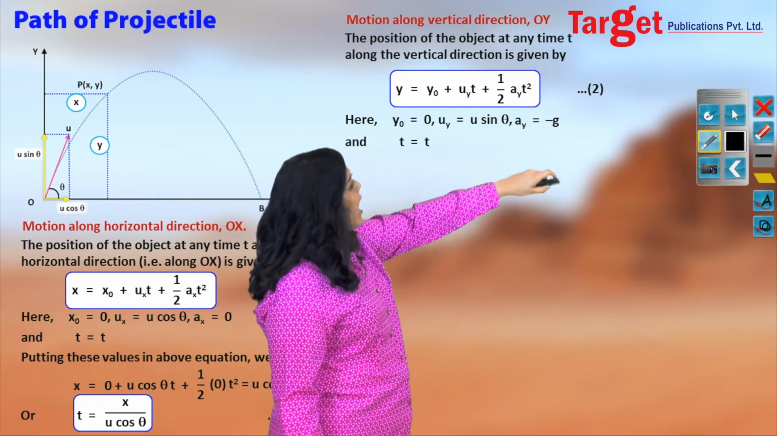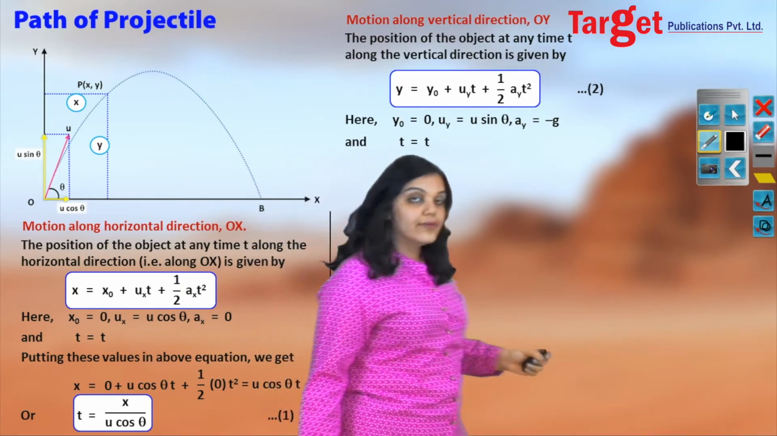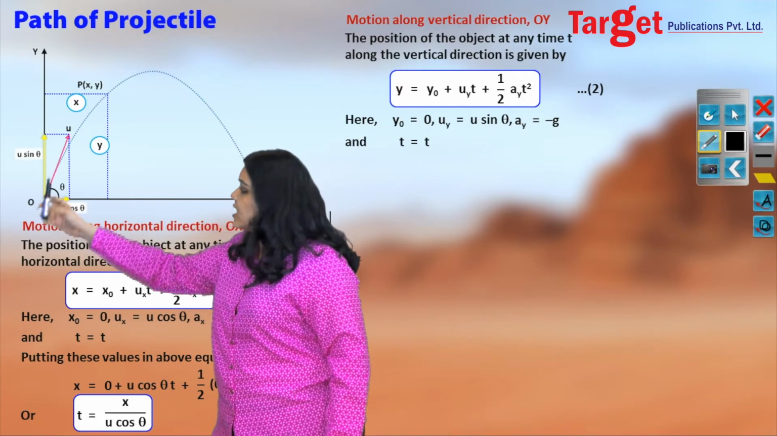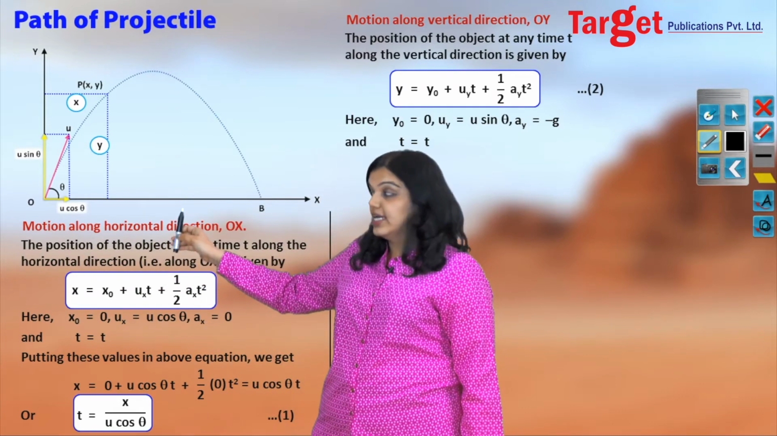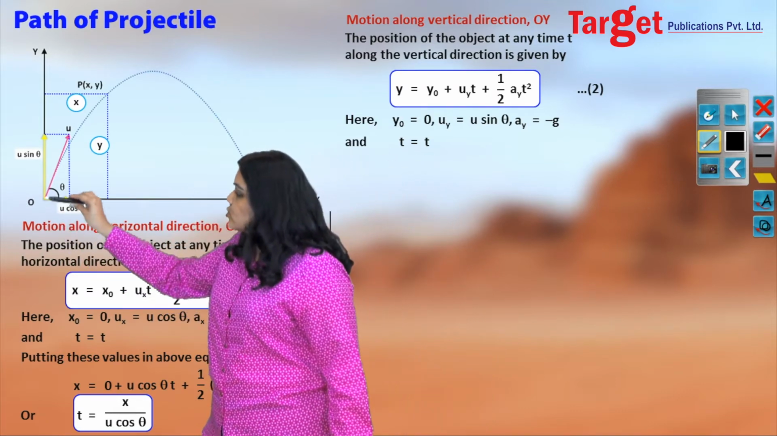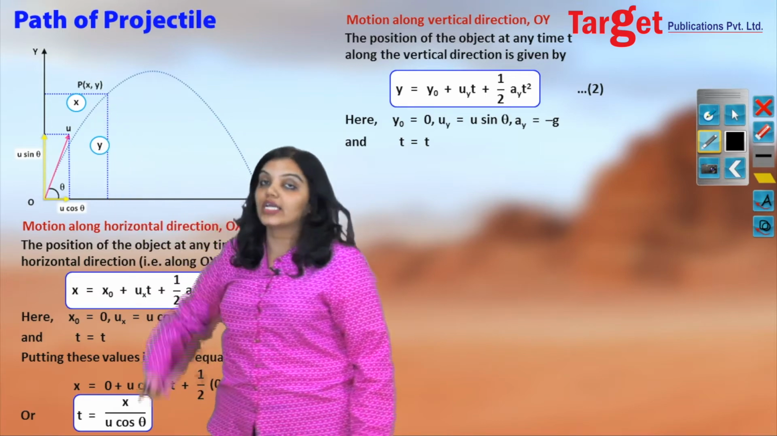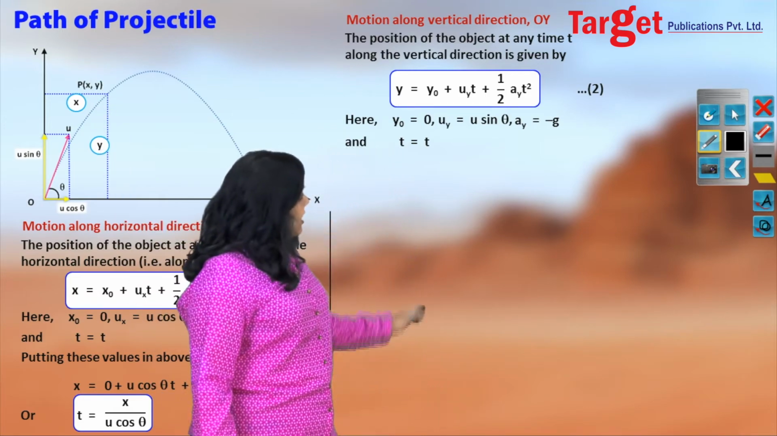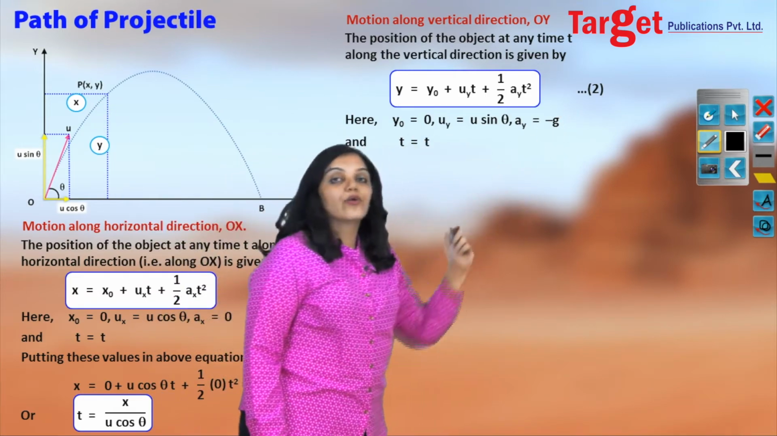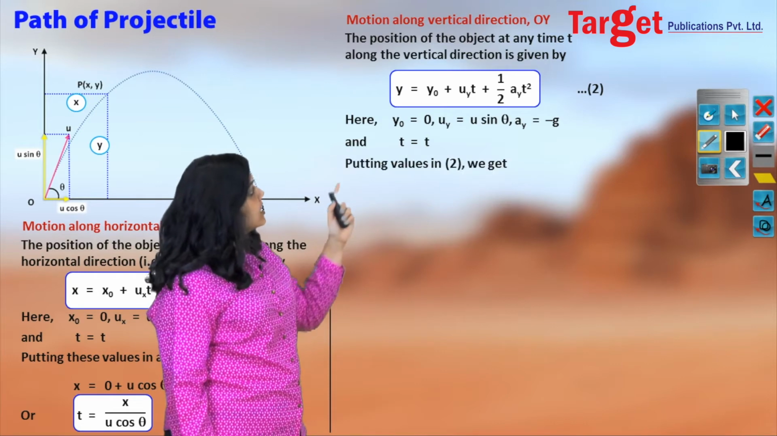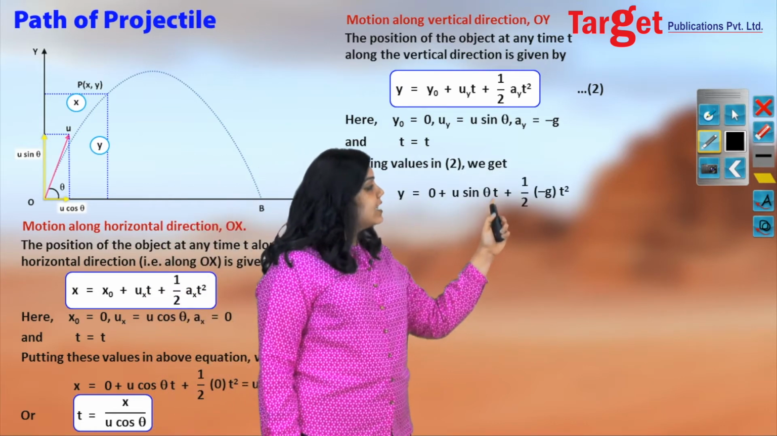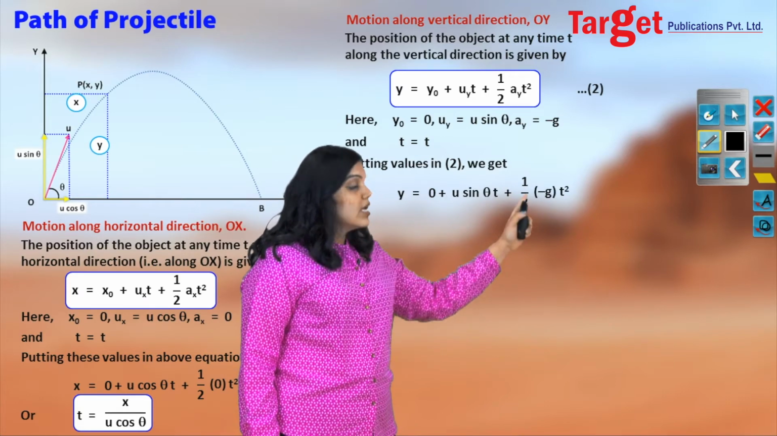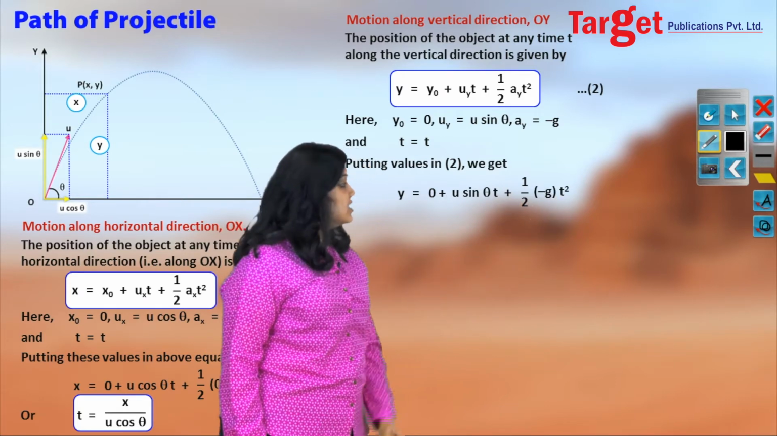And finally, I know that t is equal to t because the same time it takes for the object to go from O along the horizontal direction is the same time that the object takes to go from down to up to point P. So finally, I'm going to put these values in equation 2, and what I get is this. I get y is equal to 0 plus u sine theta t plus half into minus g t square.